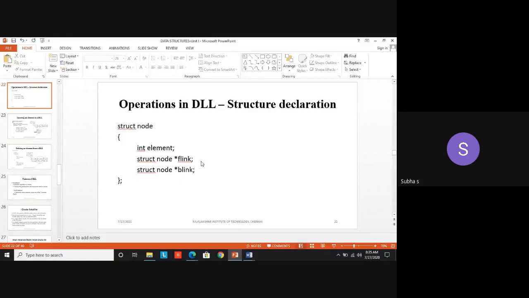As they are storing the address, they should not be given as integer or float. They must be given as what? Pointer data type, because pointer is a variable which holds the address of some other variable.